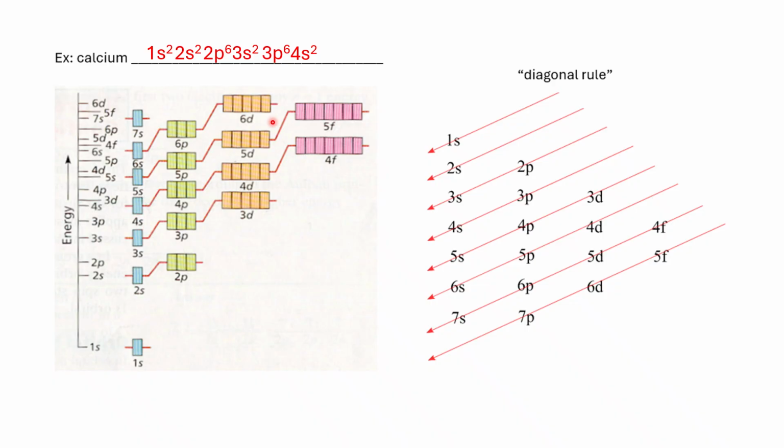And if I have this counted right, 2 plus 2 is 4, plus 6 is 10, plus 2 is 12, plus 6 is 18, plus 2 is 20. So we are done. That's the electron configuration for calcium.